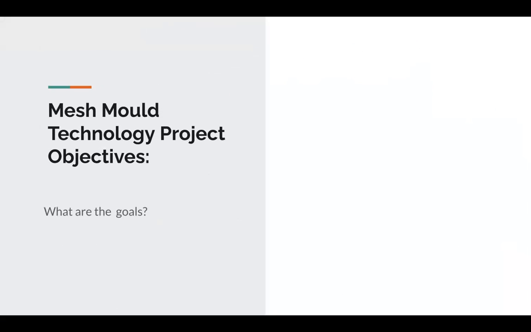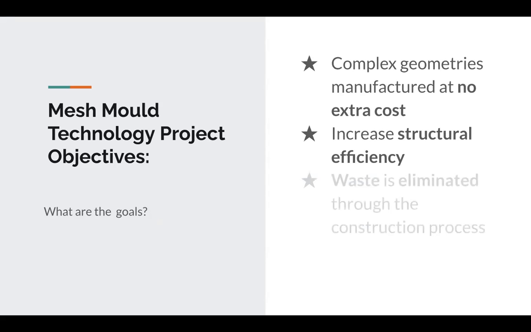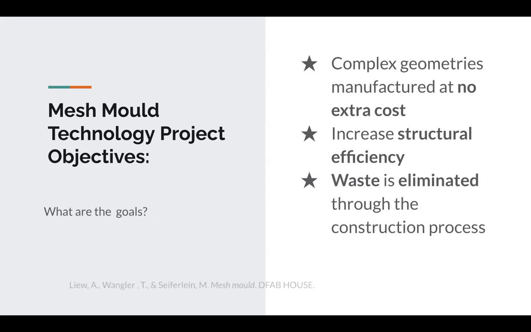Mesh mold technology project objectives are essentially the goals that the technology aims to complete. Complex geometries manufactured at no extra cost, increased structural efficiency, and essentially waste is eliminated through the construction process due to the lack of formwork.